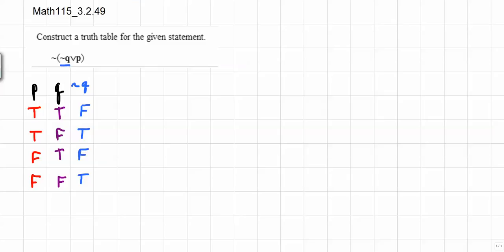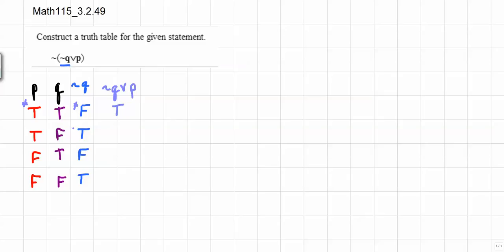The next column is going to contain not Q or P. And for this one, we have to remember that one or both have to be true in order for the entire statement to be true. So not Q or P, we're going to look at this not Q, and then we're going to look at this P, which means that we have false or true. In this case, it will be a true statement.